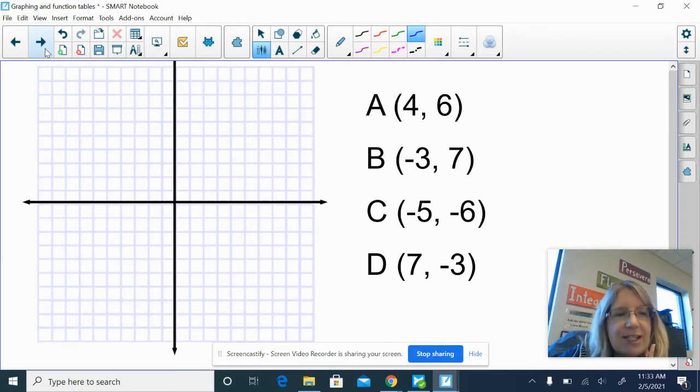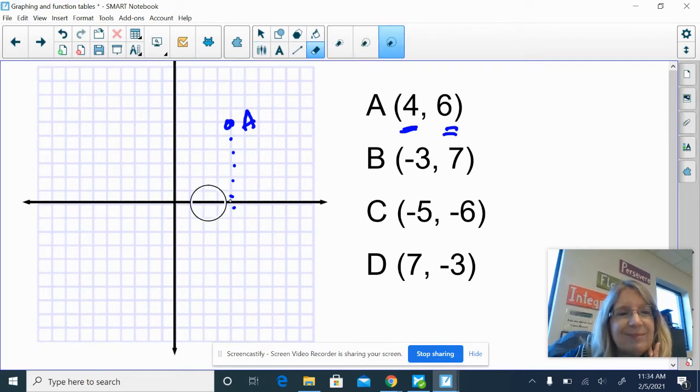You always start at 0. And then because this one is positive 4, positive 6, starting from 0, 0, go to the right 4 because it's positive. 1, 2, 3, 4. Go up 6. 1, 2, 3, 4, 5, 6. And so this one would be A. I'm going to erase that.